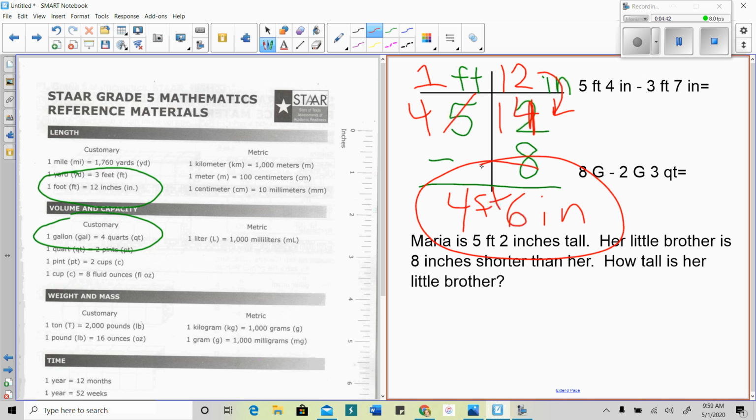So practice using this T-chart strategy to solve the problems that I give you today.